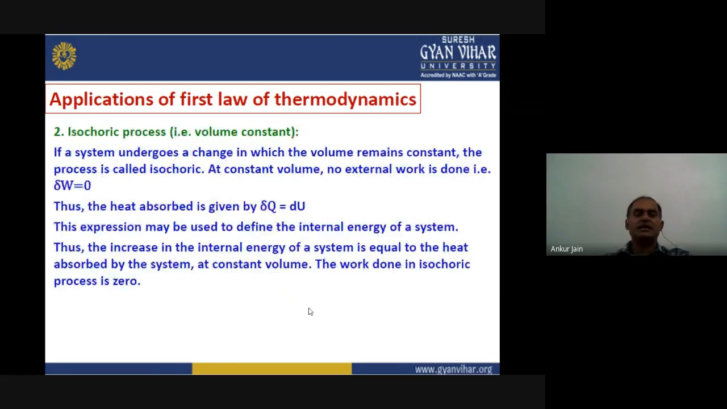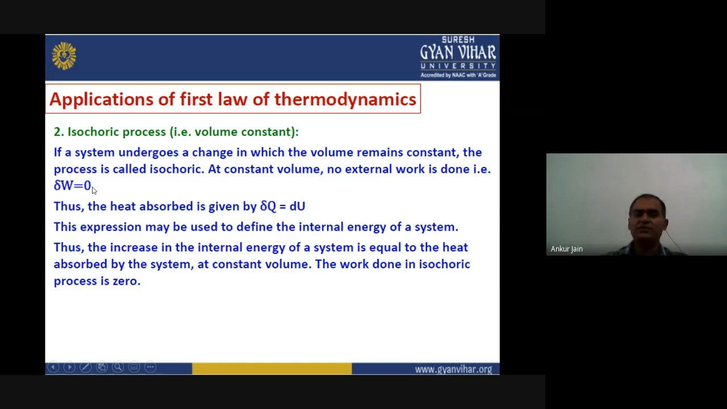Now we will see the second application of the first law of thermodynamics, that is for the isochoric process. What is an isochoric process? The process where we keep the volume constant. The volume of the system remains constant while there is some change of state; that process is known as an isochoric process. Because volume is constant, dV will be 0. And if dV is 0, the total work done will be equal to 0. Why? Because dW can be written as P into dV. That means we can write del W is equal to 0.